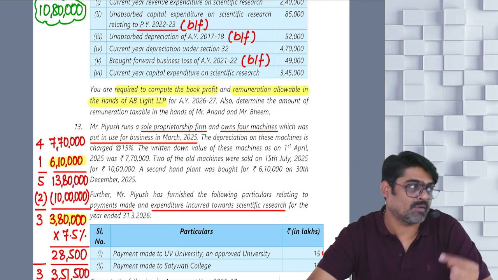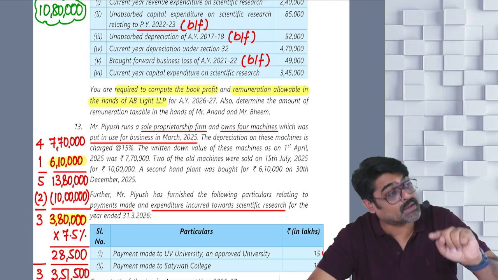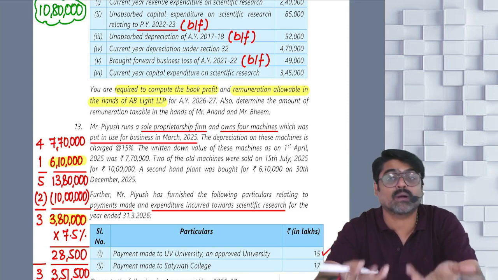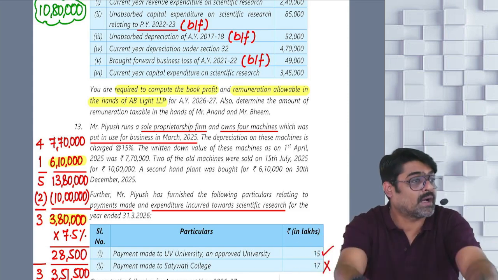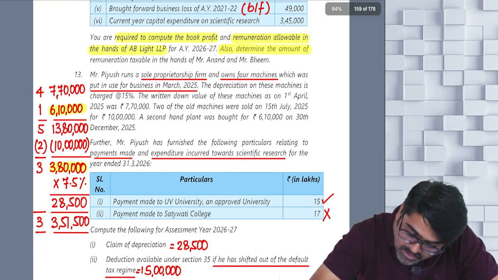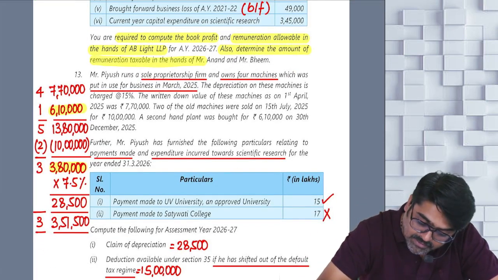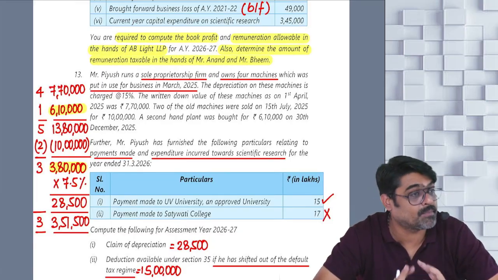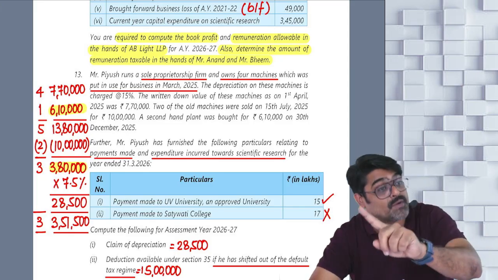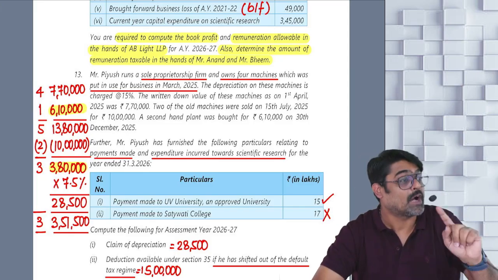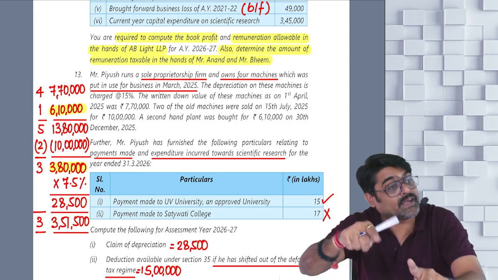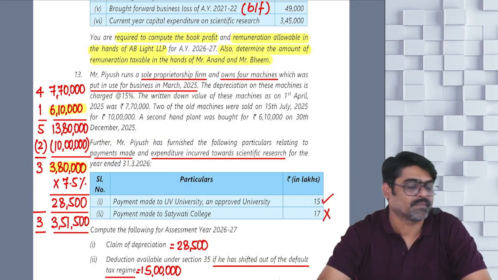So for that, you will have to first calculate the book profit, then you will have to calculate the maximum limit, and you will have to compare that 10 lakh 80 with that maximum limit. Then you will come to know how much remuneration was actually allowable. Understanding? Then also determine the amount of remuneration taxable in the hands of Anand and Bhim. This is very important. Now how much amount out of 6 lakh will be taxable in the hands of Anand as his PGBP income? How much amount out of 4 lakh 80 will be taxable in the hands of Bhim as his PGBP income? Understanding?